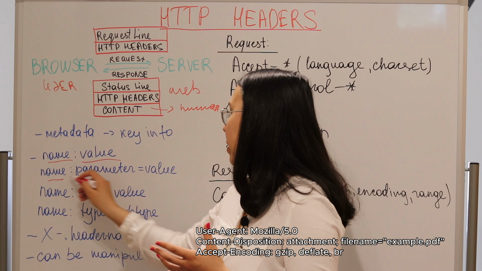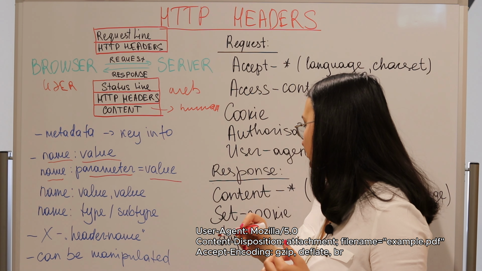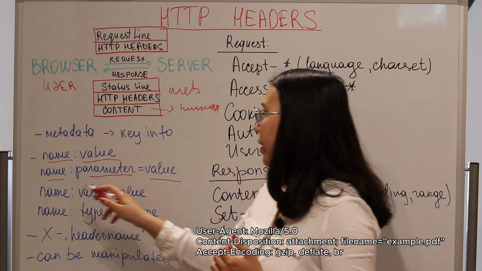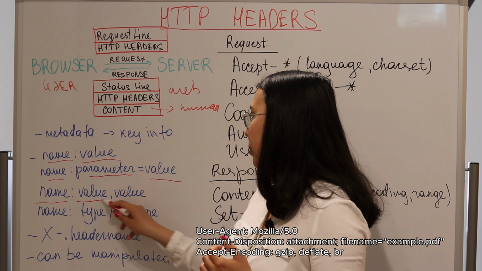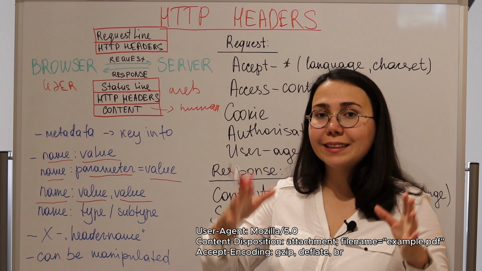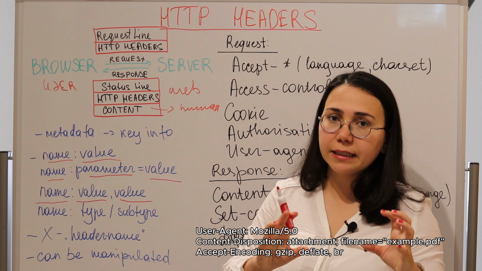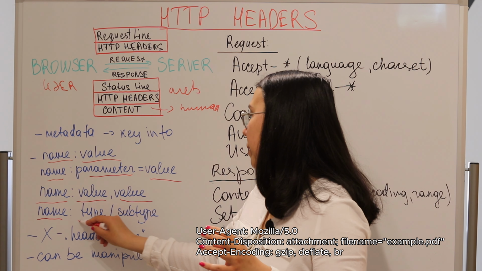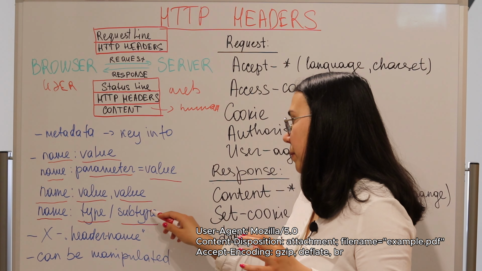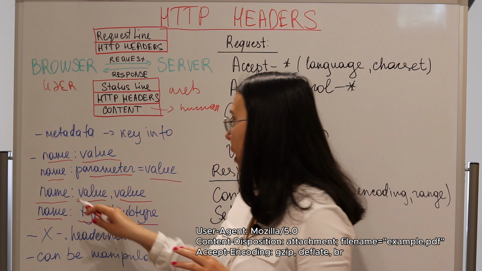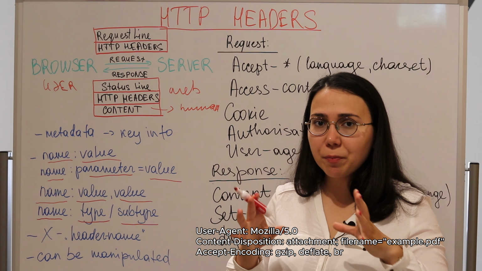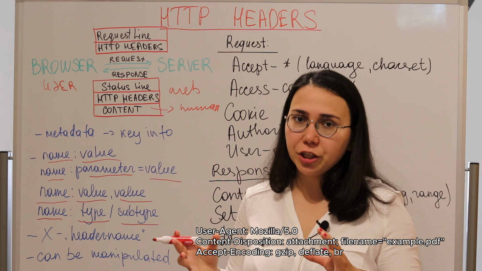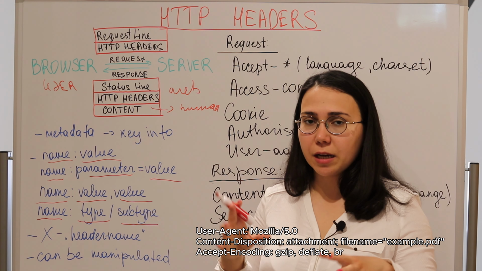It can be name, parameter, value. So for example, you can set a Cookie header to something, or it can be name, value, value. If we want to list different values for a single header, it's also possible. Or it can be name, type/subtype. The most common use case of type/subtype is the type of the content that we have on the page. So if it's an HTML page, it can be the text type and the HTML subtype.